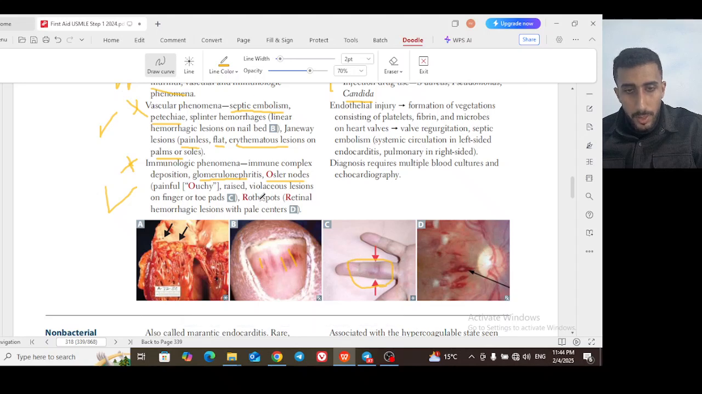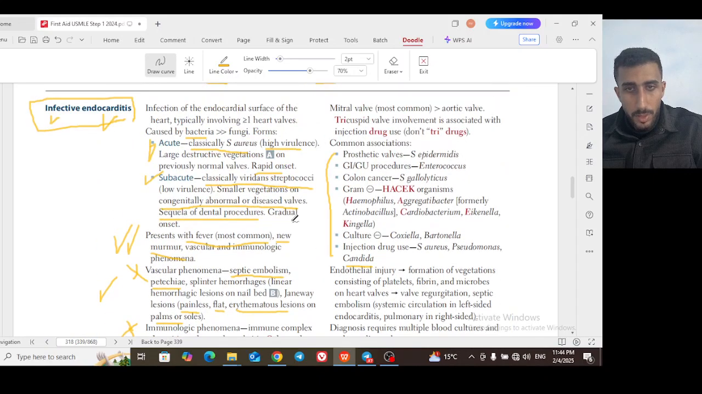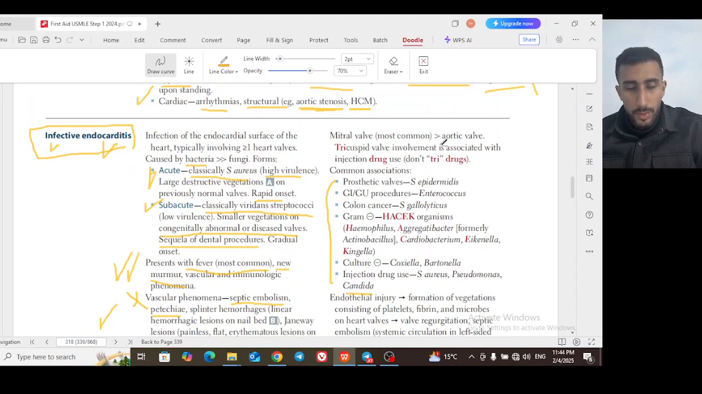Another immune phenomenon is Roth spot, which means retinal hemorrhagic lesions. So this is a retinal hemorrhagic lesion, and it has a pale center. So this is for Roth spot. You have to know that the mitral valve is the most commonly affected by infective endocarditis.